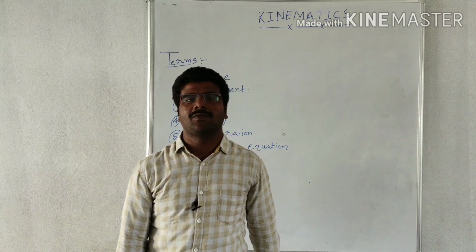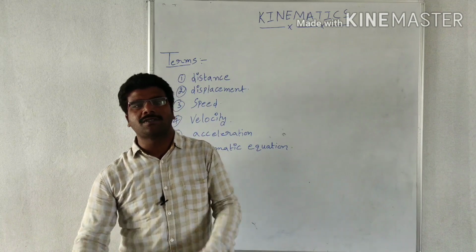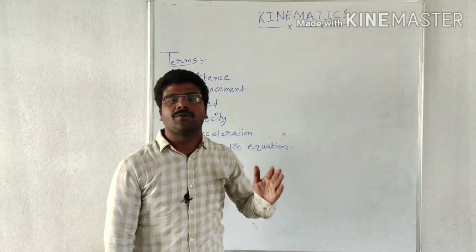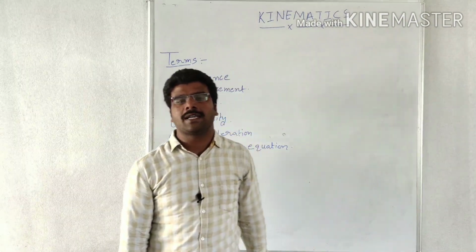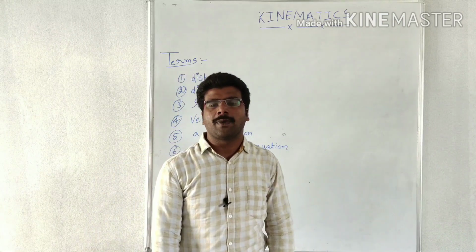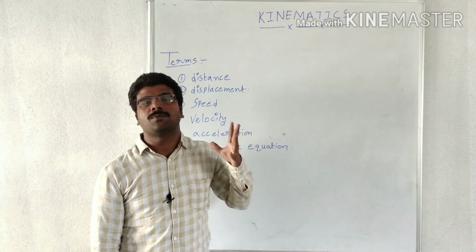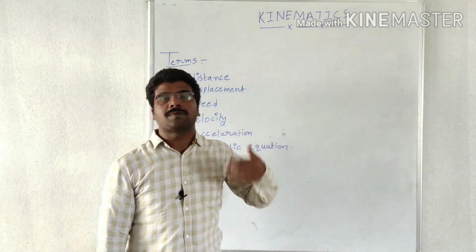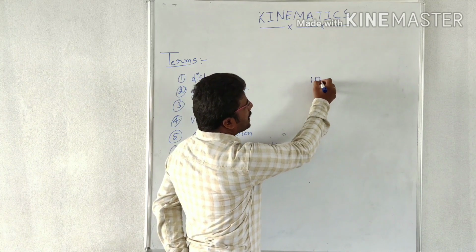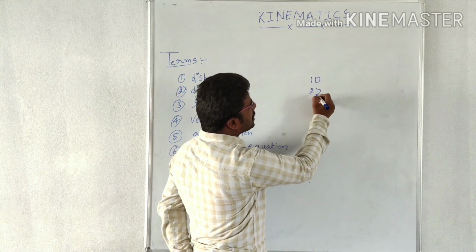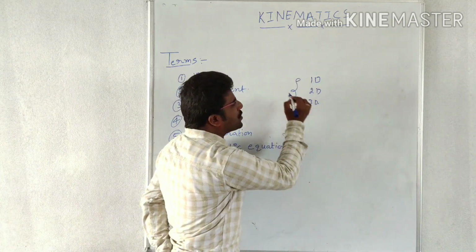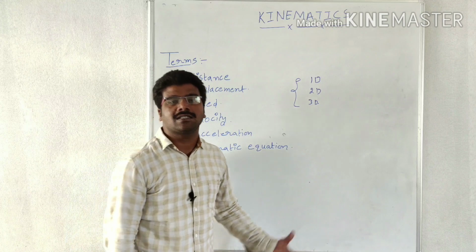Okay, in the last class we introduced a new chapter, that is kinematics. In kinematics, we discussed what kinematics is and the difference between kinematics and dynamics, and mainly what is rest, what is motion, and what are the types of motion. We discussed that there are three types of motion: one-dimensional motion, two-dimensional motion, and three-dimensional motion. These are the three types of motion that we discussed in the last class.